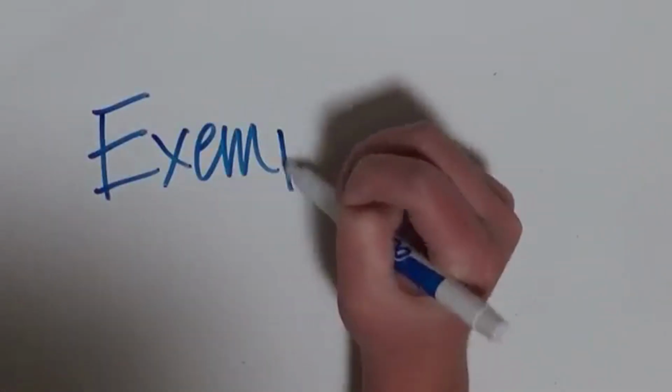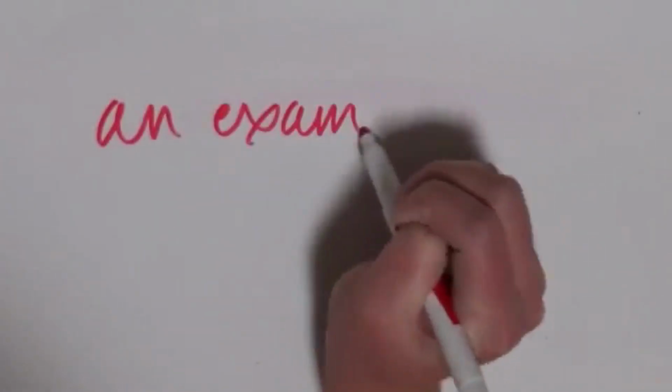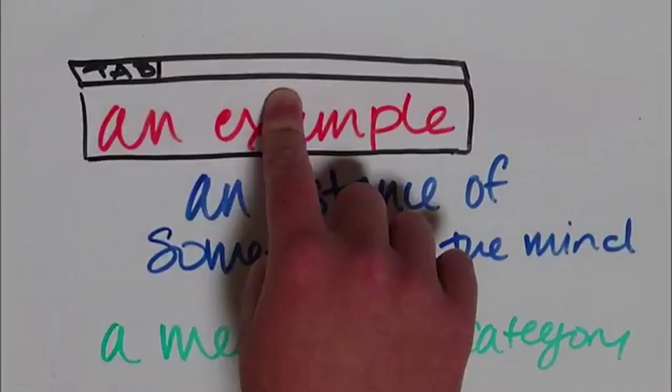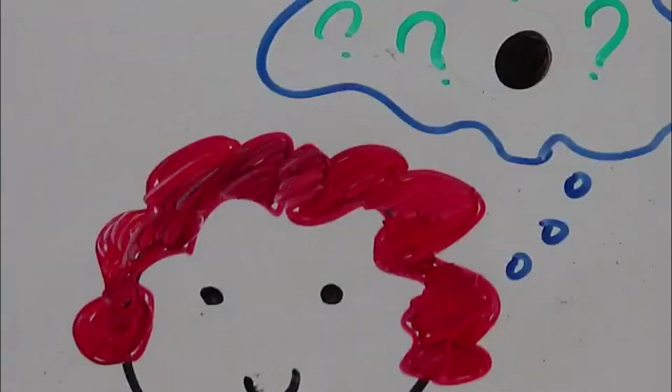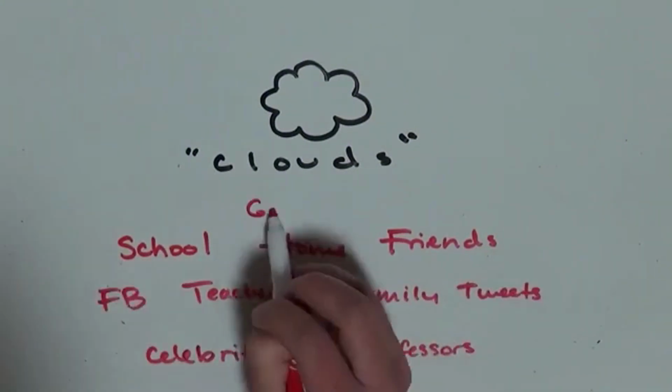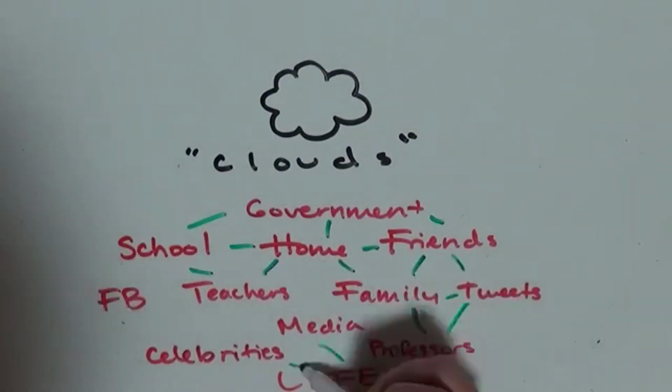Let's talk about exemplars, which are the basis for the exemplification theory. Exemplars are examples, instances of something in the mind or a member of a category. Let's take the example of Jill asking Billy about sports that require a ball. Whenever Billy answers, his ideas come from the clouds, or categories, in his mind that show how we perceive and categorize the world around us based on the influential connecting things in our life.